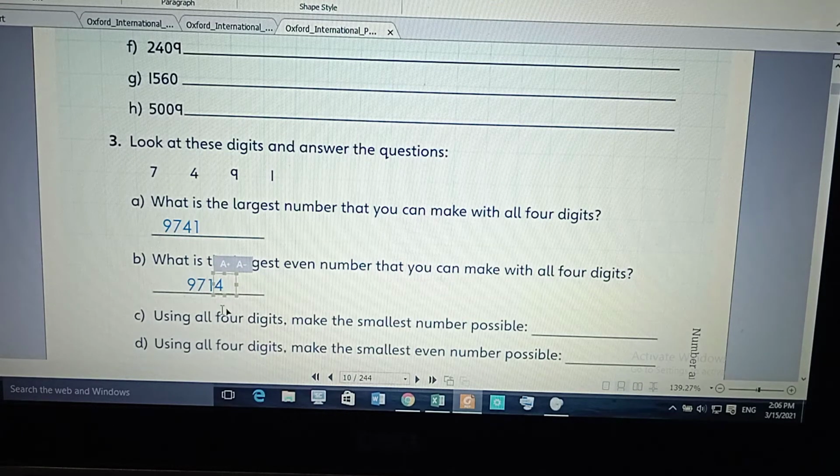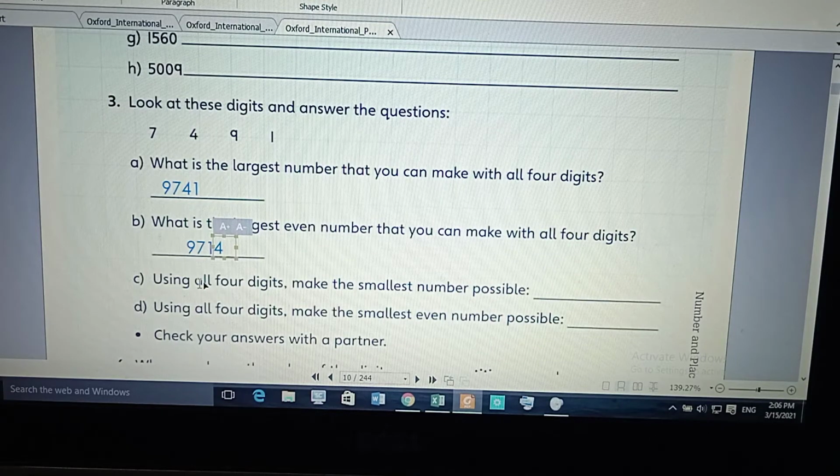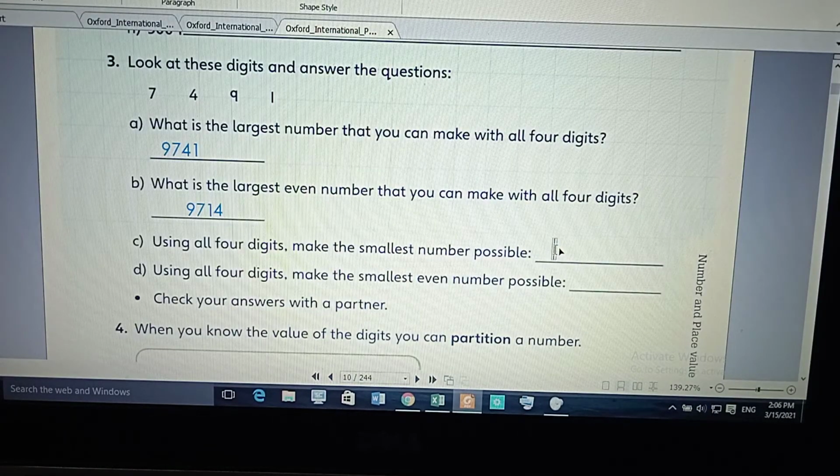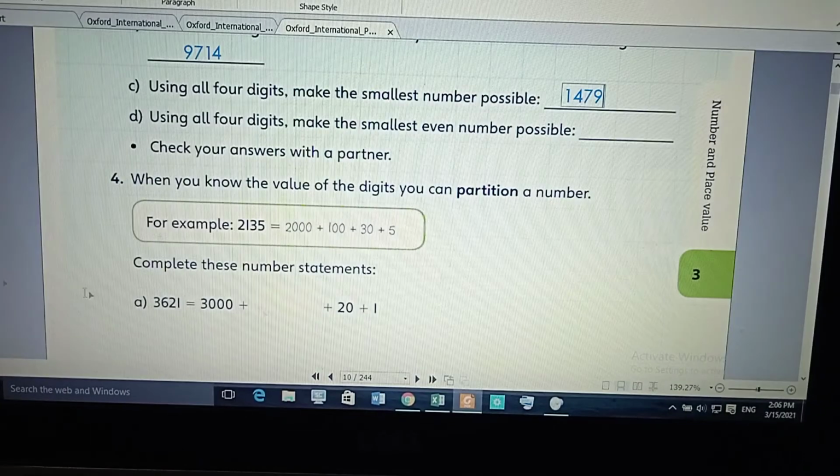Now using all these digits, make the smallest possible number. What is the number? We will write in ascending order: 1, 4, 7 and 9. Now part D is your homework.